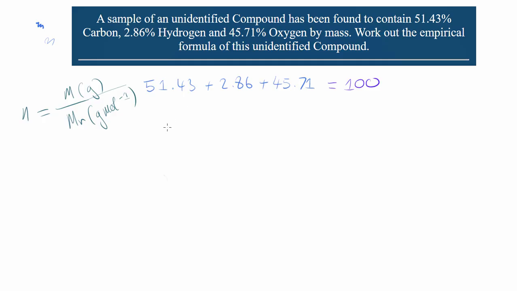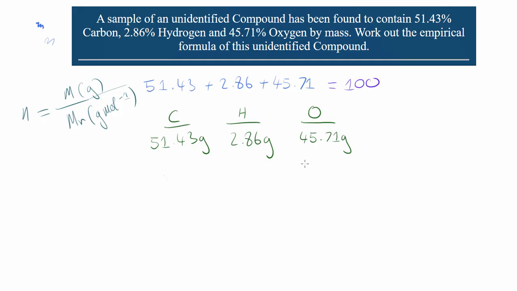And so if we make that assumption, given what we've seen, on the basis of that assumption we can say, okay, for carbon we've got 51.43 grams. For hydrogen we've got 2.86 grams, and for oxygen we've got 45.71 grams.